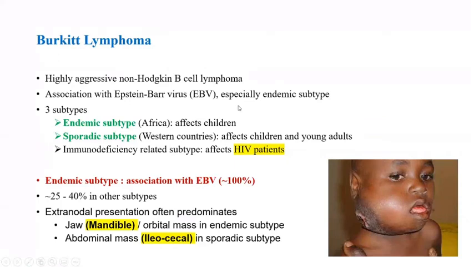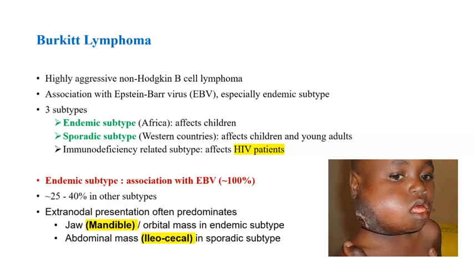So coming to Burkitt lymphoma. Burkitt lymphoma is a very aggressive non-Hodgkin lymphoma. So among non-Hodgkin lymphomas, diffuse large B cell lymphoma and Burkitt lymphoma are very aggressive. And in the majority of the cases, the etiology is Epstein-Barr virus. So they are divided into types on the basis of etiology.